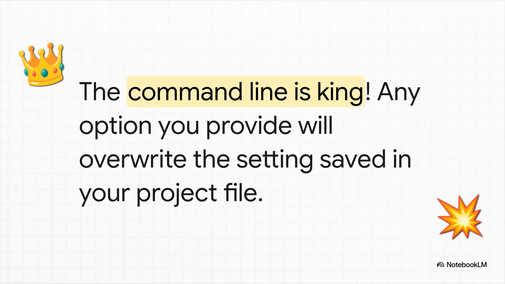And this brings us to what is probably the most important takeaway of this whole thing. The command line is king. Any option that you use here will always overwrite what's in your project file. This is an incredibly powerful concept. It means you can have one generic project file that you use as a template and then just adapt it on the fly with different command line options for dozens of different builds. So let's see what that actually looks like in a real script.